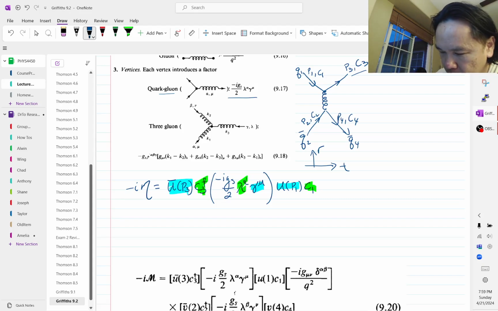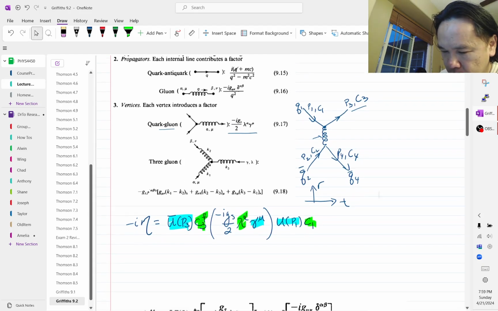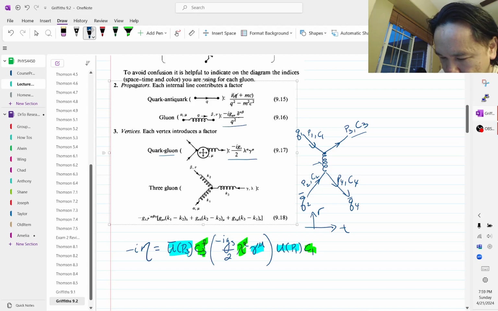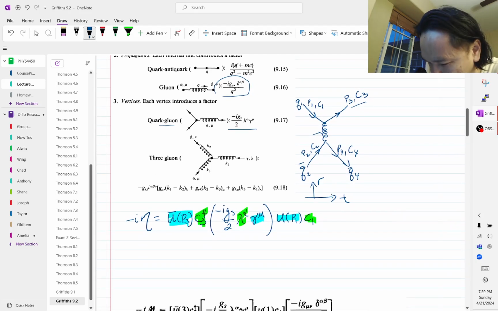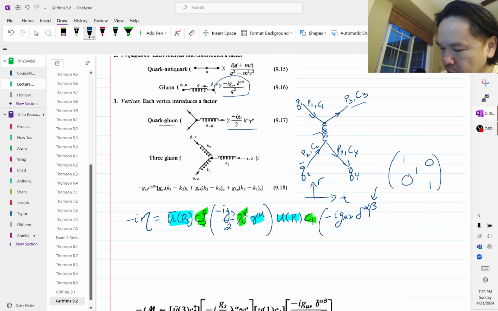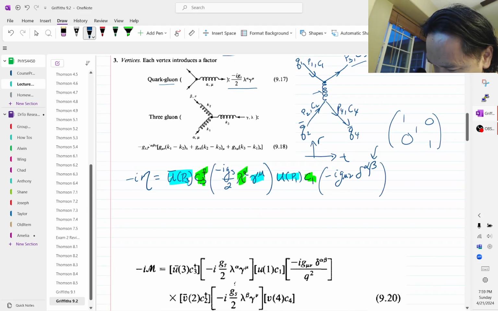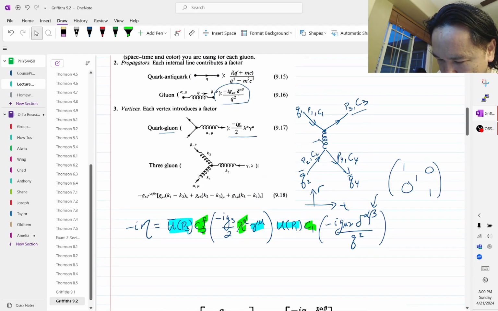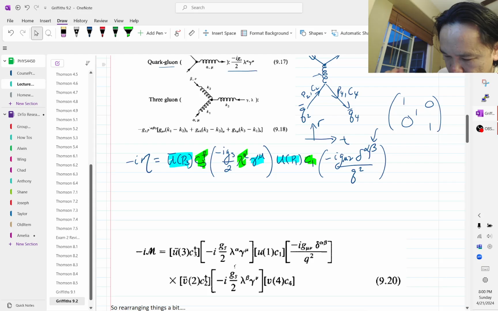There's this gluon being exchanged between them. So that's the propagator. Since this is a gluon propagator, we can use this negative i g_mu_nu delta_alpha_beta. What it tells you is that it's basically a matrix where the components are 1 if alpha equals beta, and everything else is equal to 0. And then I think there's a q squared on the bottom here. Yep. That's the other part.